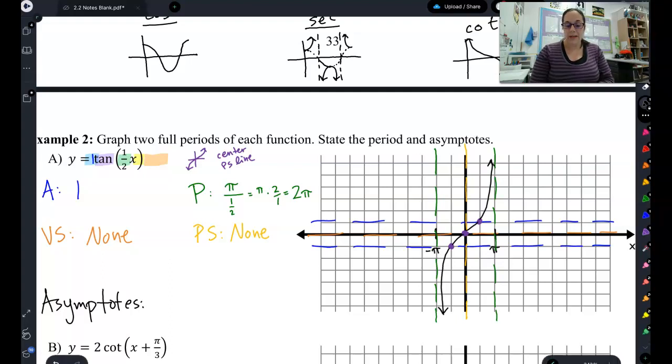And remember, we always need at least 2 waves. So let's do another wave out to here, and repeat the shape. And there's our tangent. So it's very similar to everything you've been doing. The only thing you have to be careful of is put pi on top for your period. And for tangent, make sure you center it on the yellow line.